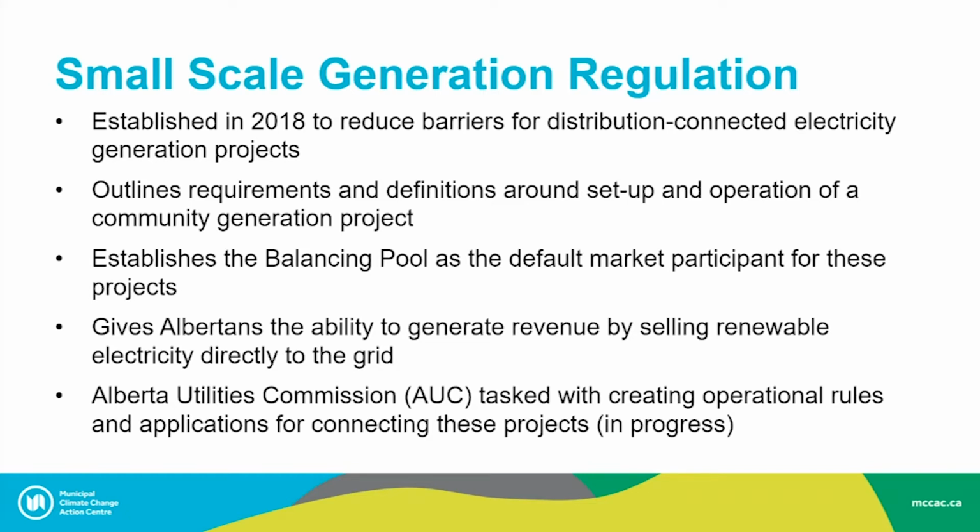It basically provides Albertans the ability to generate revenue by selling the renewable electricity directly to the grid in a way that isn't possible through microgeneration. As Steph mentioned, microgen really is just for offsetting, and though you might see some credits on your electricity bill, it's really not intended to be a revenue generation model, and it's not specifically going to provide you those long-term benefits as much as it is just offsetting your own electricity and providing you some credits there.